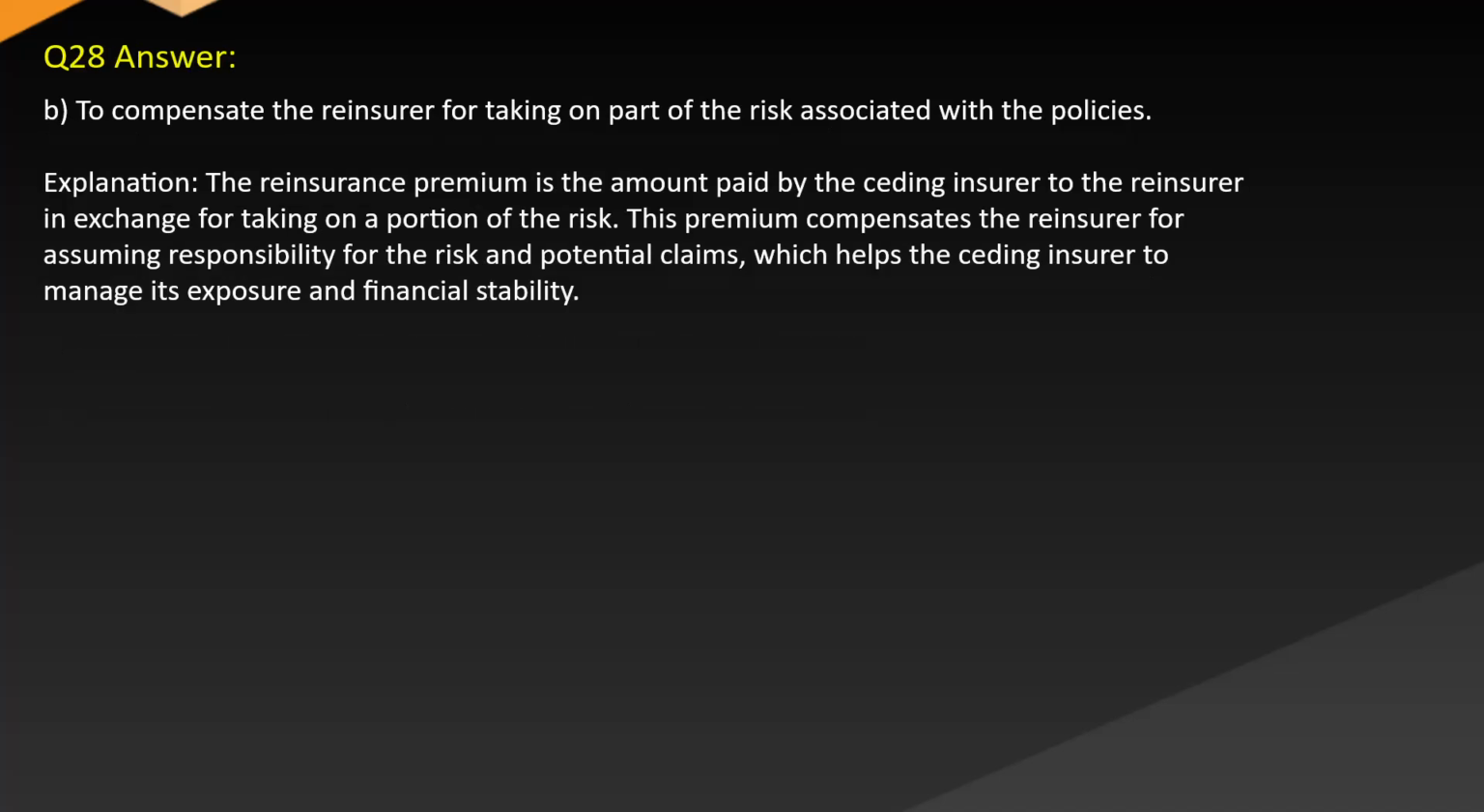Answer: B. To compensate the reinsurer for taking on part of the risk associated with the policies. Explanation: the reinsurance premium is the amount paid by the ceding insurer to the reinsurer in exchange for taking on a portion of the risk. This premium compensates the reinsurer for assuming responsibility for the risk and potential claims, which helps the ceding insurer to manage its exposure and financial stability.